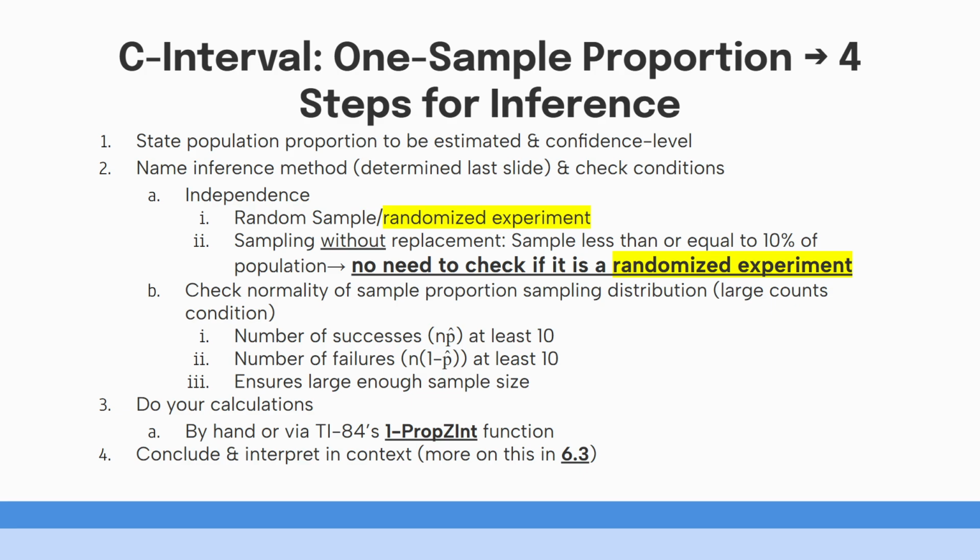You go to 1-PropZInt, click that, and then you'll be able to input various things. First input your x variable, which is how many of the people in your sample had that characteristic we're trying to measure. So let's say you grab a sample size of 500. Let's say 200 people wore green shoes. So x is 200, and your sample size is 500.